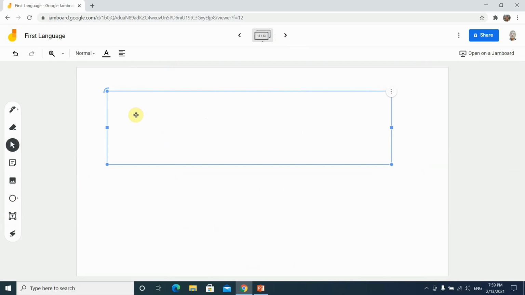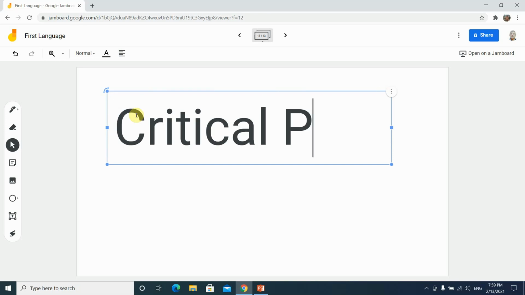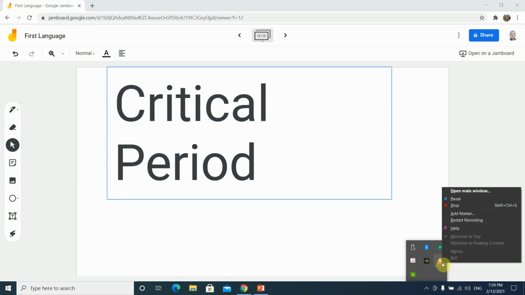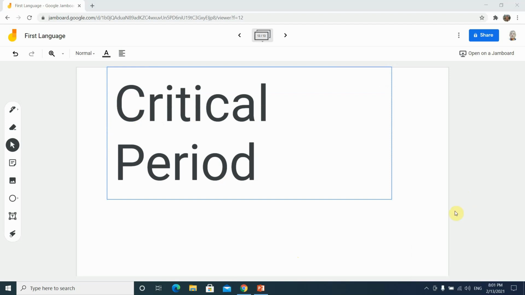And in language acquisition, we have what is called the critical period. So we have what is called the language critical period, الفترة الحرجة. This critical period determines the time we acquire language.